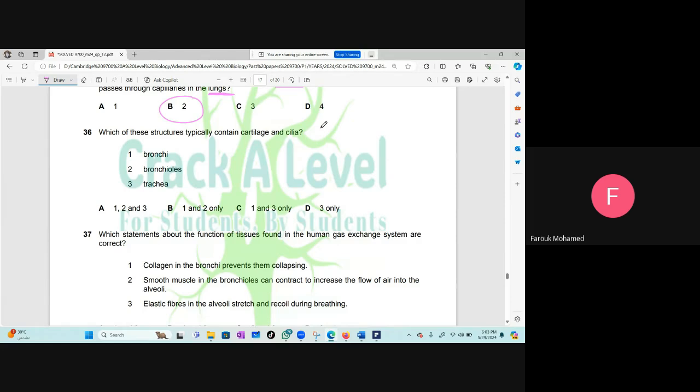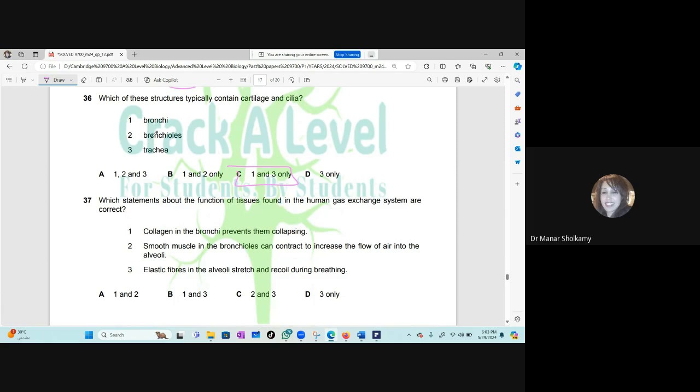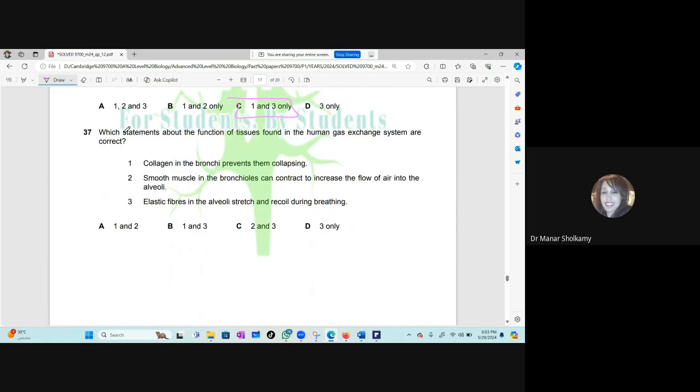Bronchi and trachea. Well done. Okay. Not the bronchioles. Bronchioles, no cilia. No, the bronchioles, no cartilage, no goblet cells. 37. Which statements about the function of tissues found in the human gas exchange system are correct? One, collagen in the bronchi prevents them from collapsing. Two, smooth muscles in the bronchioles can contract to increase the flow of air into the alveoli. Three, elastic fibers in the alveoli stretch and recoil during breathing. Okay, 3 is correct.